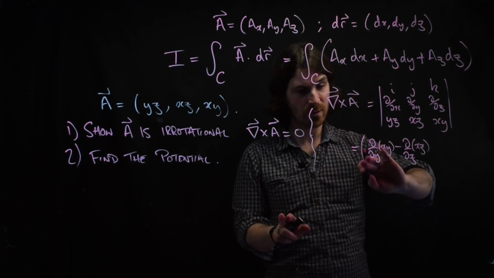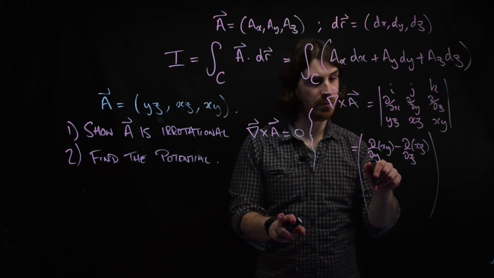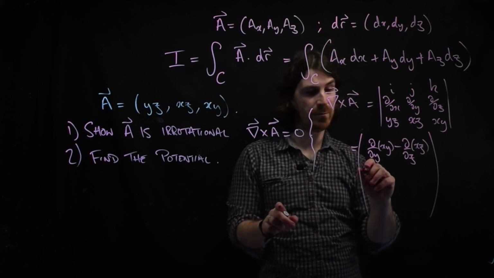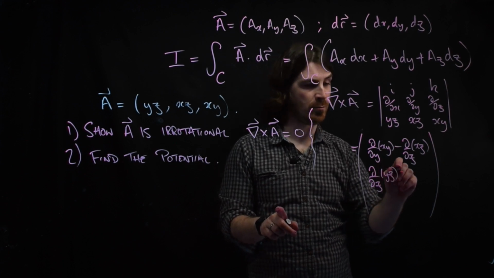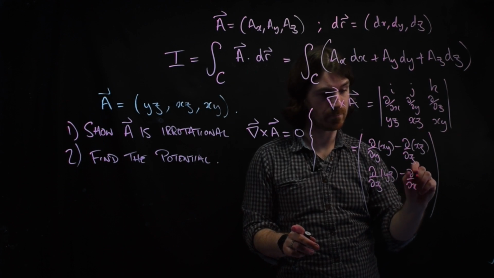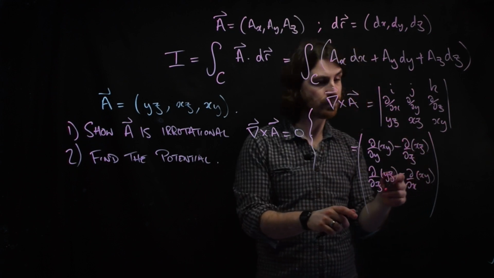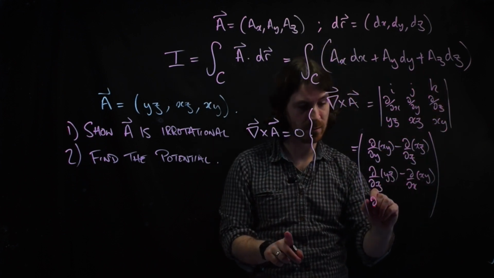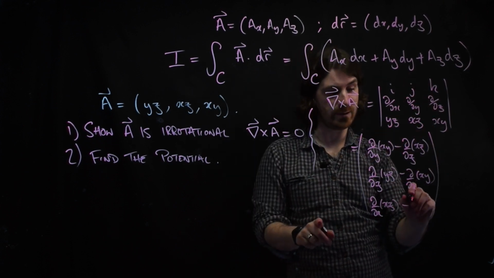The second component, let me write it as a column vector. We cover up the middle, and it's now d by dz of yz minus d by dx of xy. And then the final component of our vector, we cover up the last column, and we've got d by dx of xz minus d by dy of yz.